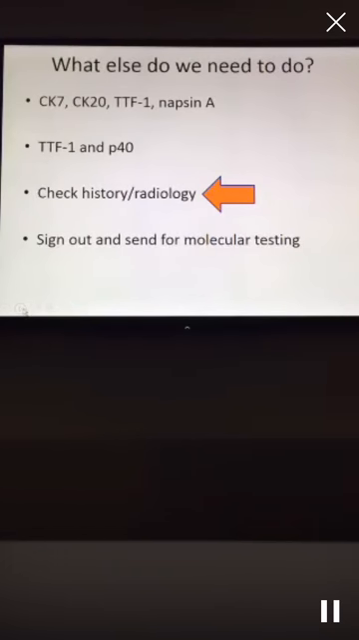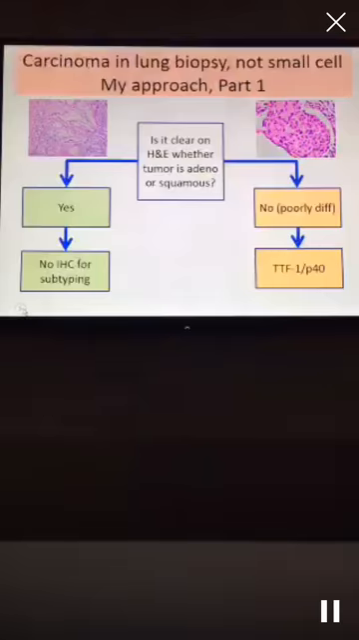So that's my approach to this. I check the history, and I'm not looking for whether the aunt died of bladder cancer and whether he has a cat in his house. I'm not looking for all of that. I'm just looking for whether there is a history of malignancy in a different organ, all right, especially carcinoma. So here's my approach to this kind of case, a carcinoma in a lung biopsy. We know it's not small cell from the morphology.